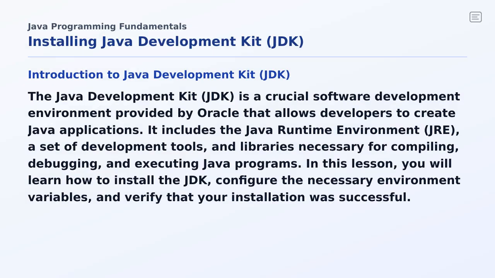Let's move on to Introduction to Java Development Kit, JDK. The Java Development Kit, JDK, is a crucial software development environment provided by Oracle that allows developers to create Java applications. It includes the Java Runtime Environment, JRE, a set of development tools and libraries necessary for compiling, debugging, and executing Java programs. In this lesson, you will learn how to install the JDK, configure the necessary environment variables, and verify that your installation was successful.